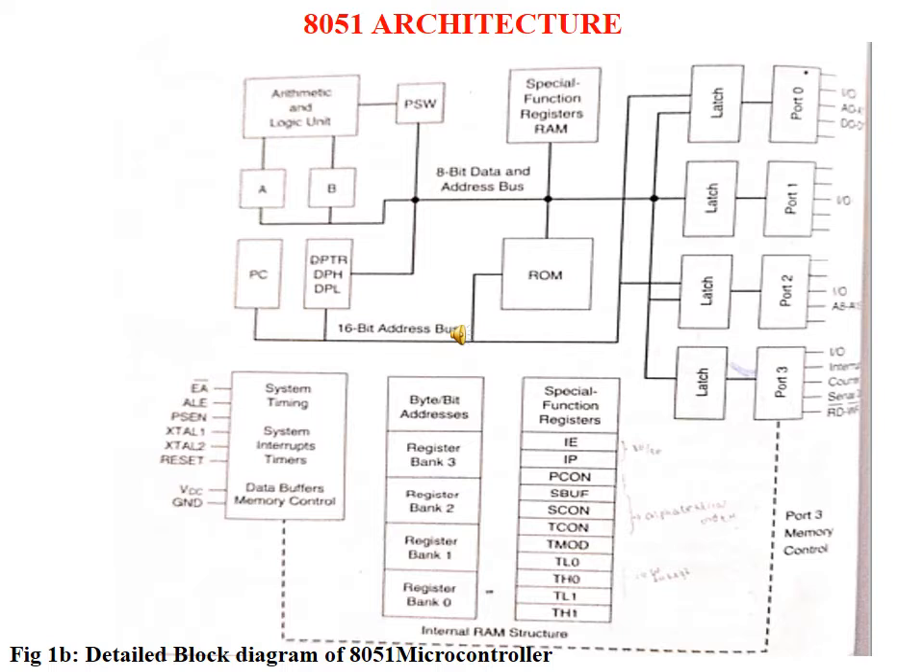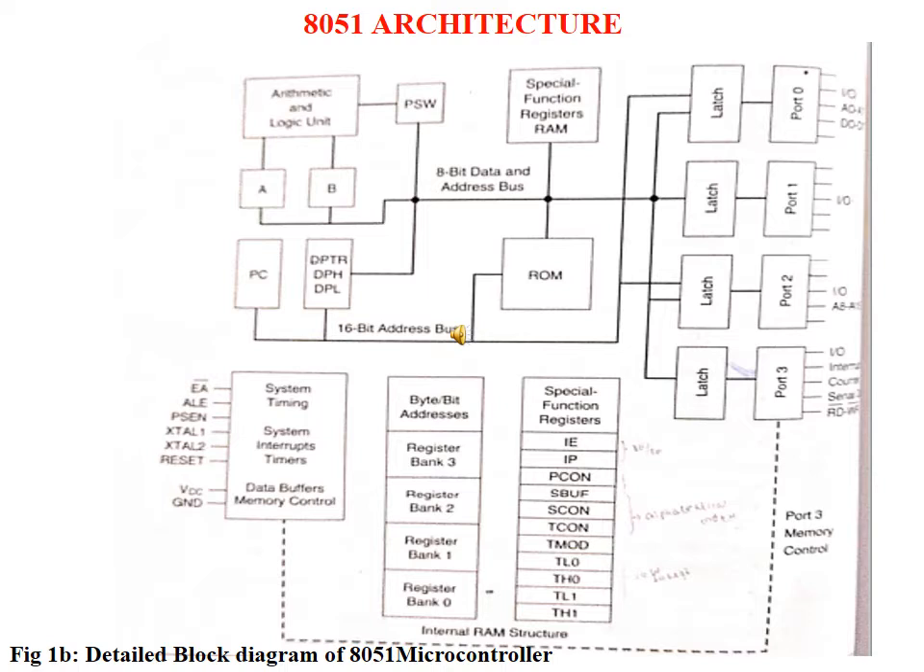Next is register B. Register B is also 8 bits in size. It is used with register A for the multiplication and division operations. Next is the program counter along with the data pointer. Both are 16 bits in size, and each of these registers is used to hold the address of a byte in memory.